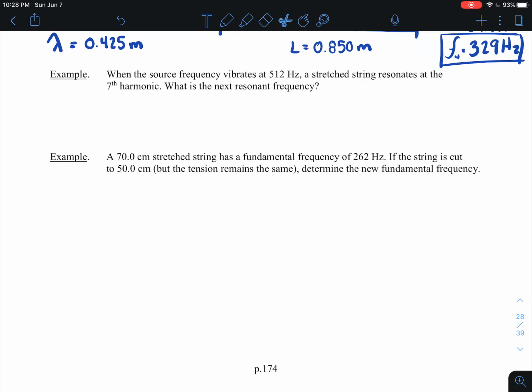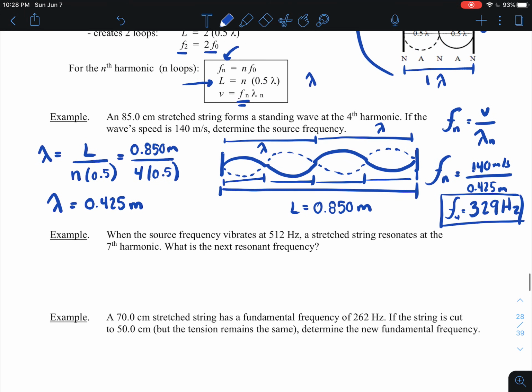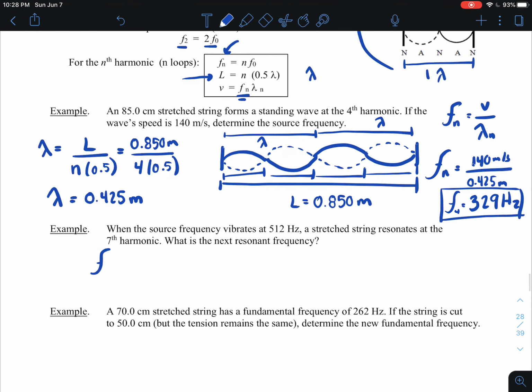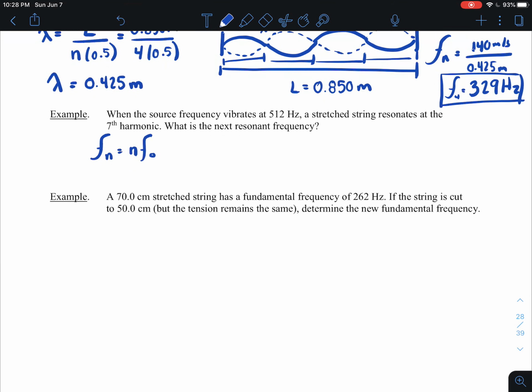All right, next example. When the source of a frequency vibrates at 512 hertz, a stretched string resonates at the 7th harmonic. What is the next resonant frequency? All right, so the first thing we can do here is if we remember the rule that says f of n must be equal to n f0. So let's solve for the fundamental or the first harmonic. And if we do that, we can then solve for any other possible one.